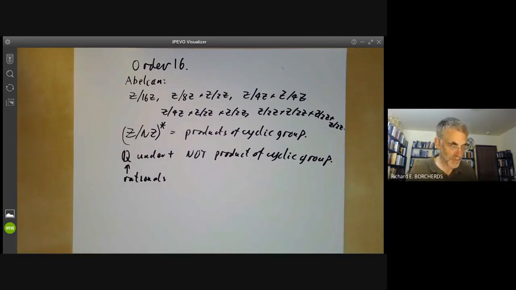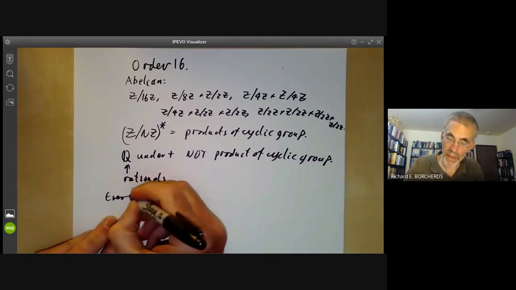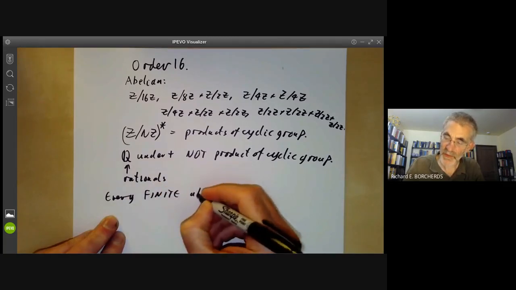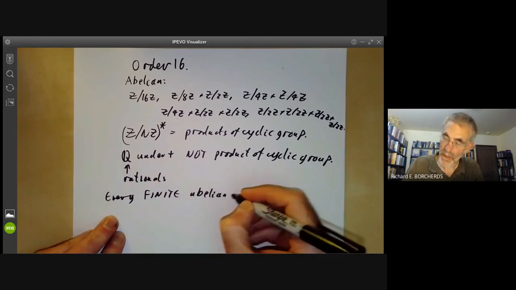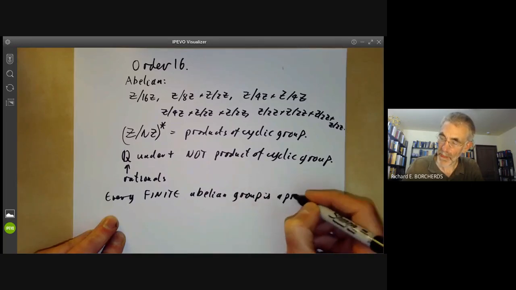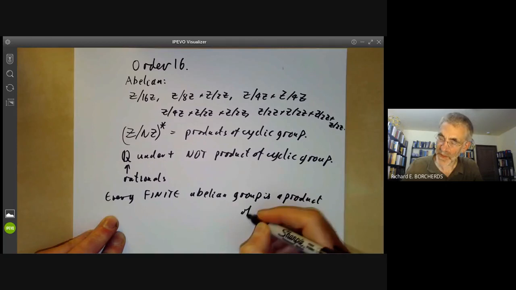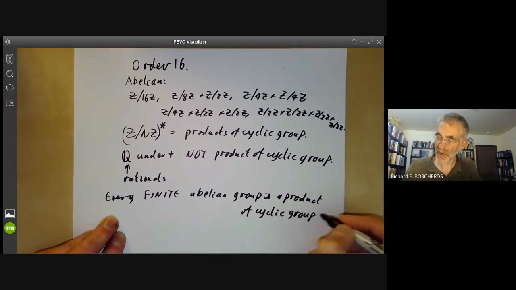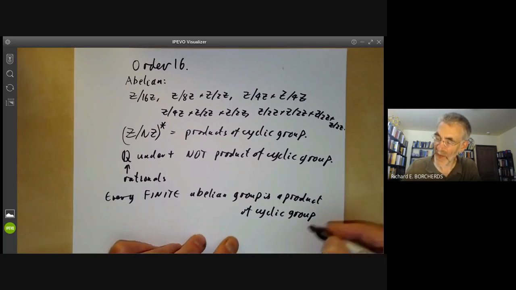However, we have the following theorem: every finite abelian group is a product of cyclic groups of prime power order. So they're cyclic groups of the form Z over P to the N.